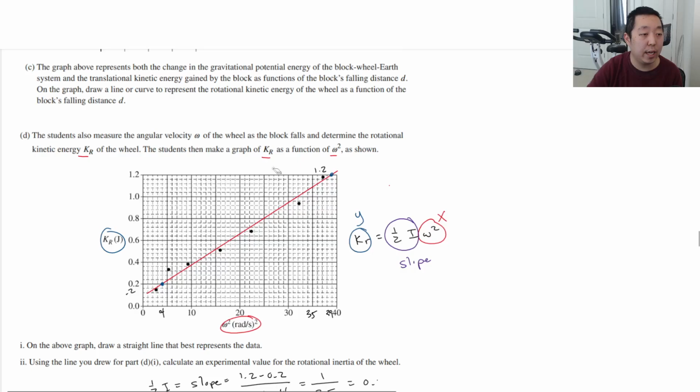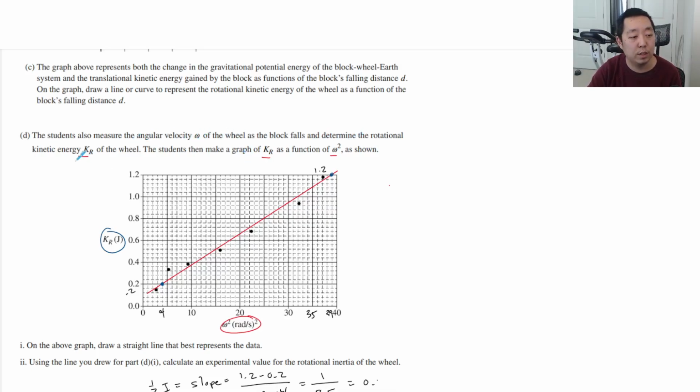So this one I had already done the straight line here. I was just illustrating that they're measuring the angular velocity as it falls to determine the rotational kinetic energy, and they graph kinetic energy as a function of omega squared. So here, you draw the line of best fit, and then you say the rotational kinetic energy is equal to 1/2 I omega squared. Now they plotted Kr on the y-axis, that's your y value, and on the x-axis they plotted omega squared, the x value.